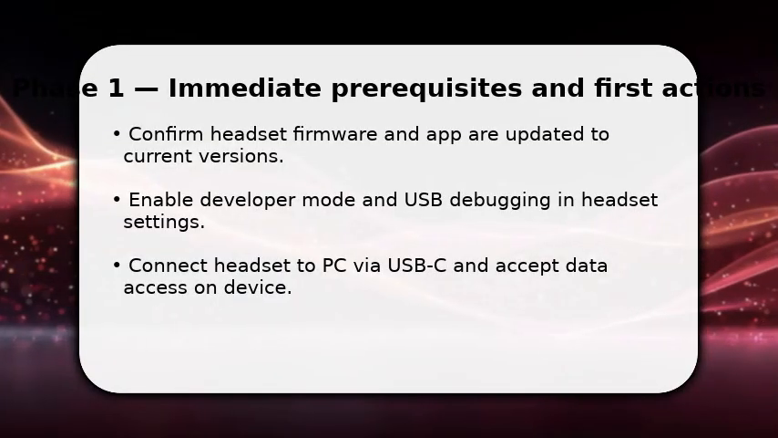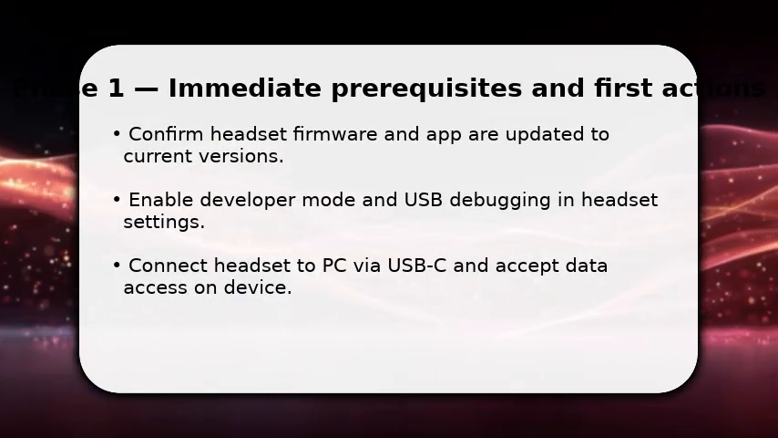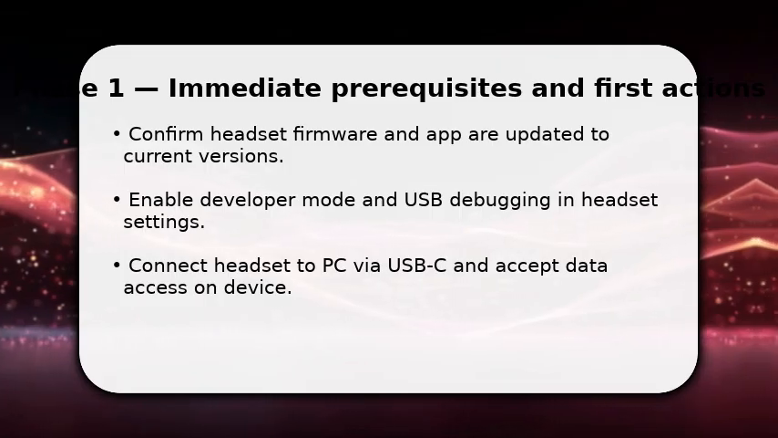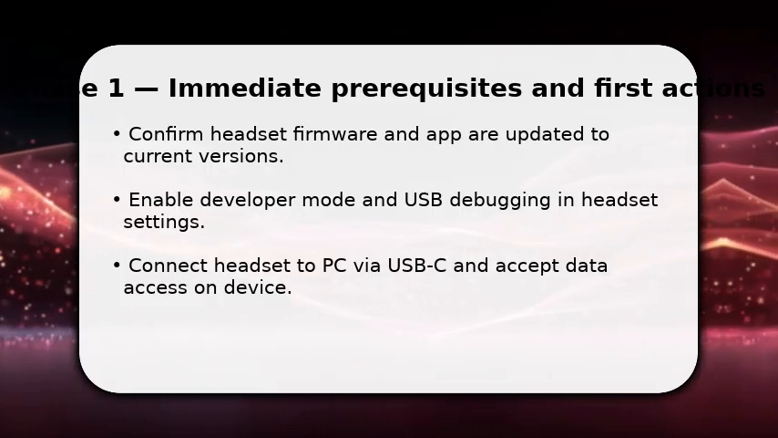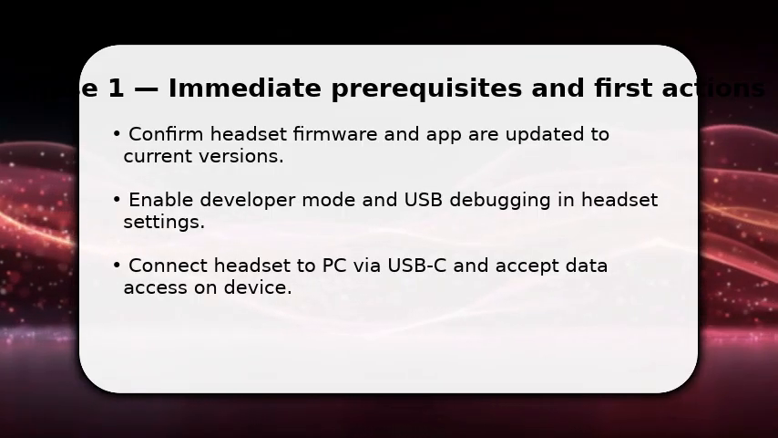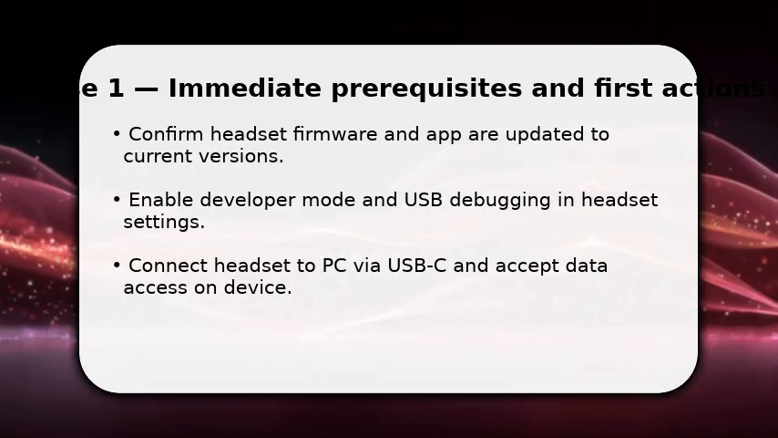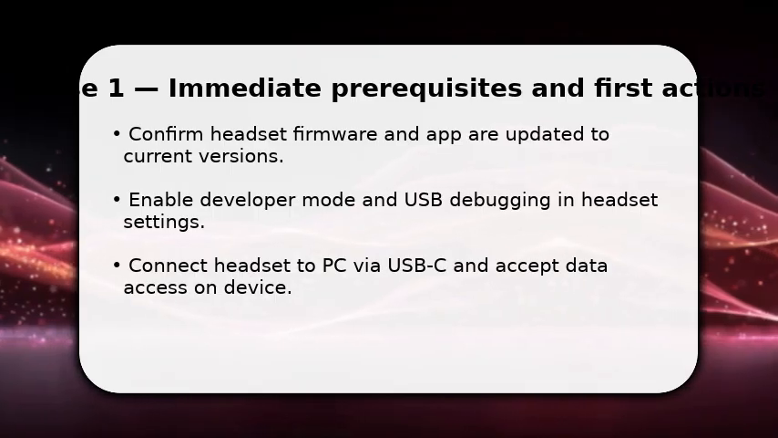You start by preparing the headset and PC. Update the Grab VR app and headset firmware so versions match. This avoids compatibility errors. Next, enable developer mode and USB debugging on the headset so the PC can communicate. Once done, plug a USB-C cable to the headset and choose File Transfer or Debugging when prompted.